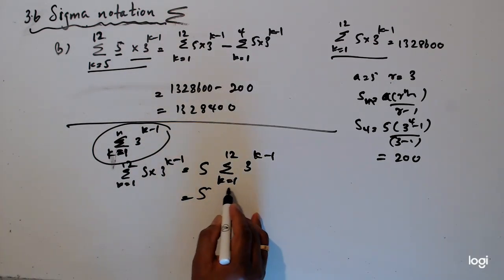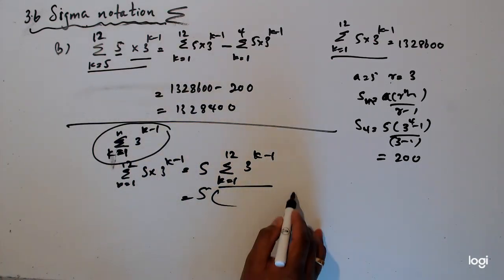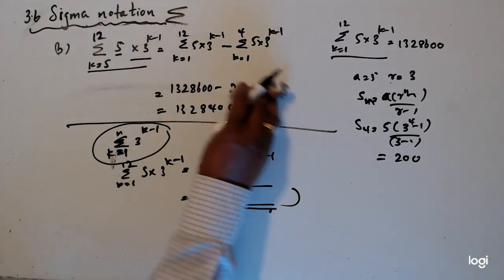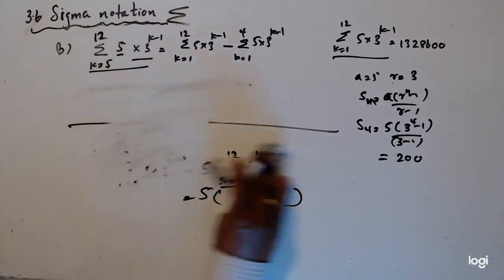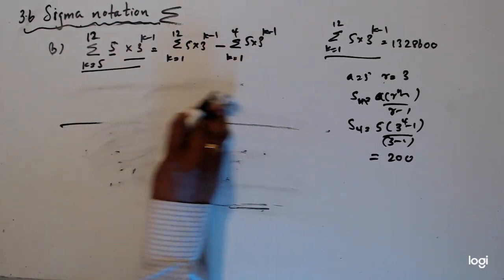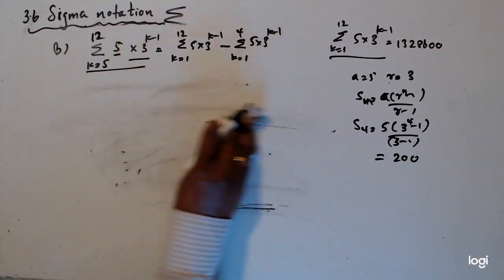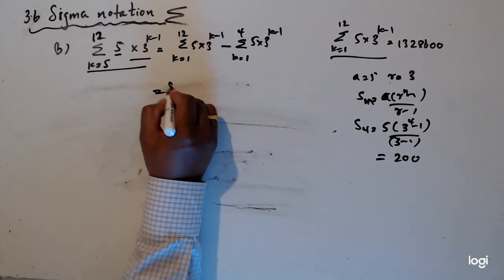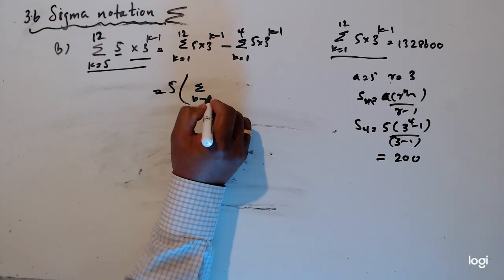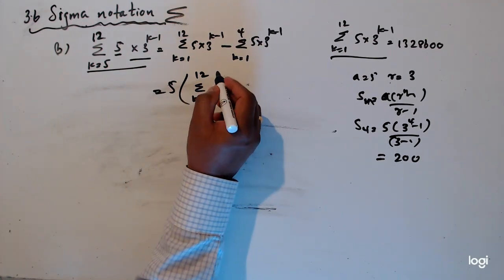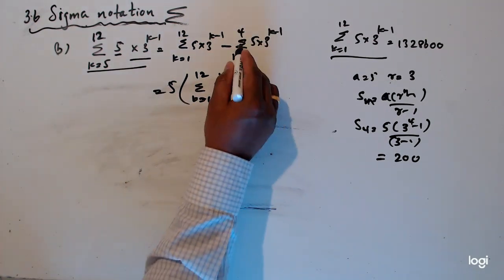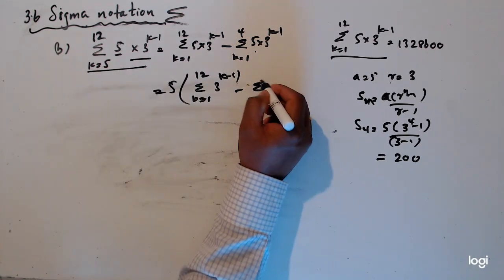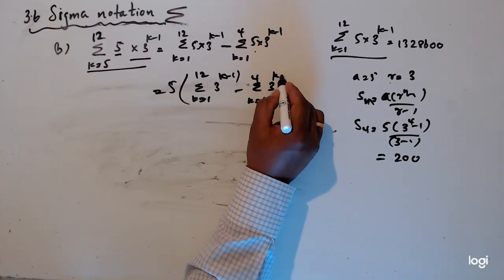So 5 times this one we already found out. We can find it like this, and we can sum. Same way, I can factorize 5 here: k equals 1 to 12 of 3 to the power k minus 1, minus, I take the 5 out, k equals 1 to 4 of 3 to the power k minus 1.